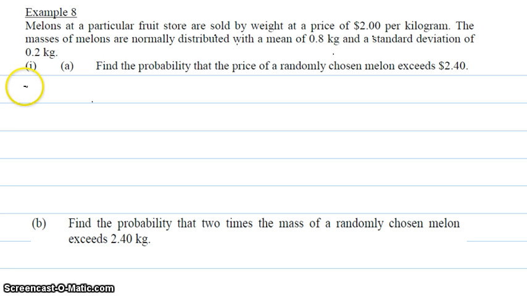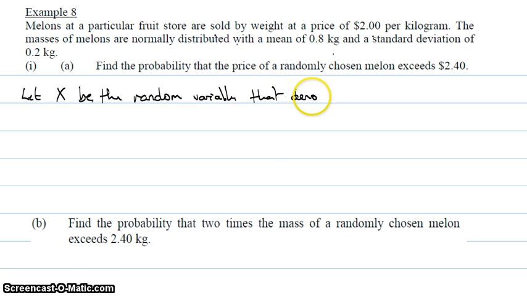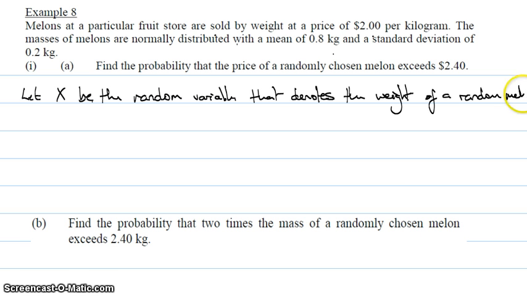So let's start by understanding what we were given. We were told that the weights are normally distributed. So let X be the random variable that denotes the weight of a randomly chosen melon. Then we know X is normally distributed with a mean of 0.8 and a standard deviation of 0.2.